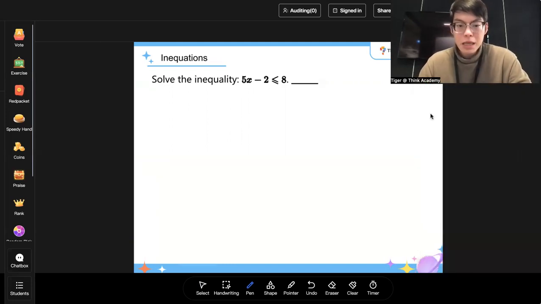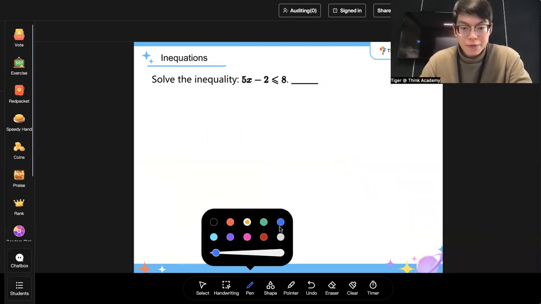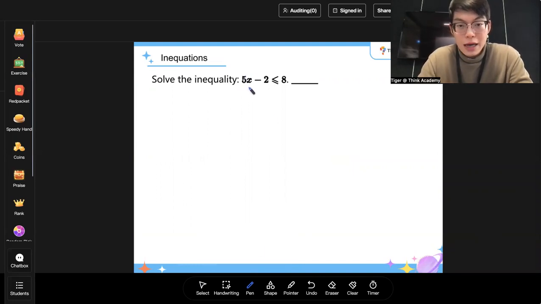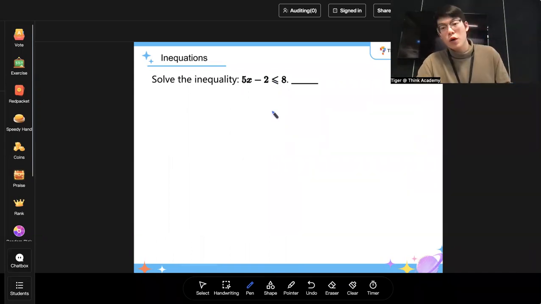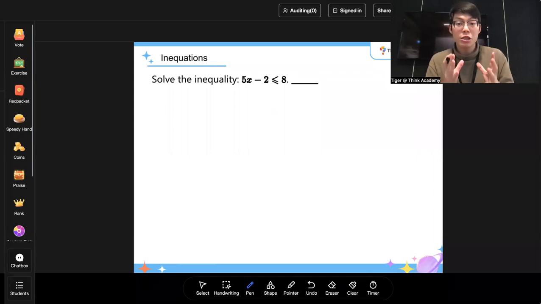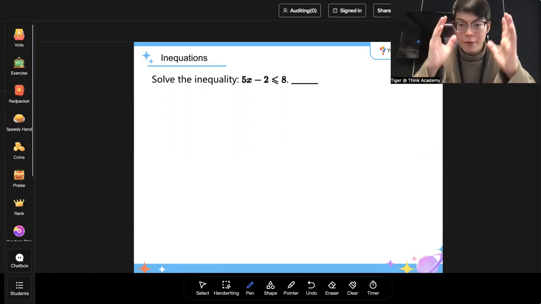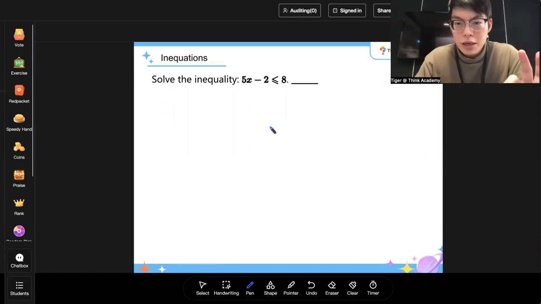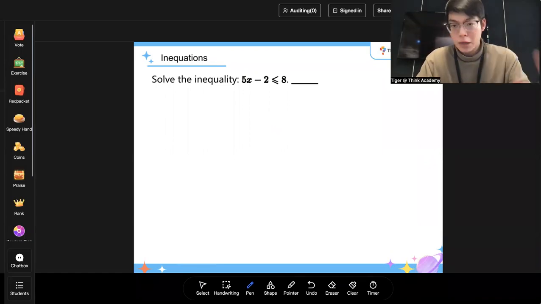Now if we take a look at the first question right here, we have 5x take away 2 less than or equal to 8. So how do we solve it? Basically, how we solve an inequality is in many ways the same as how we solve an equation, very similar, though not exactly the same, and I'll talk about what's different later. For now, we can think of these two things as very similar to each other.